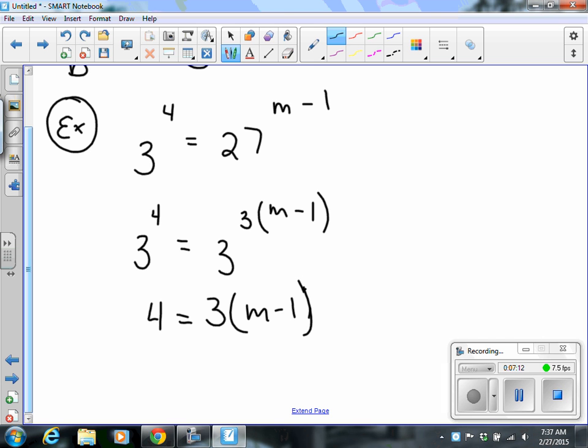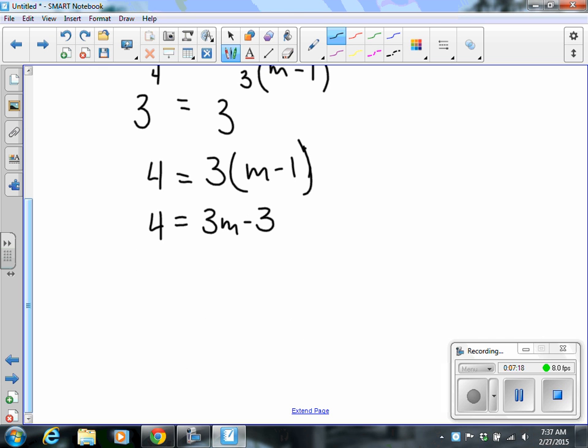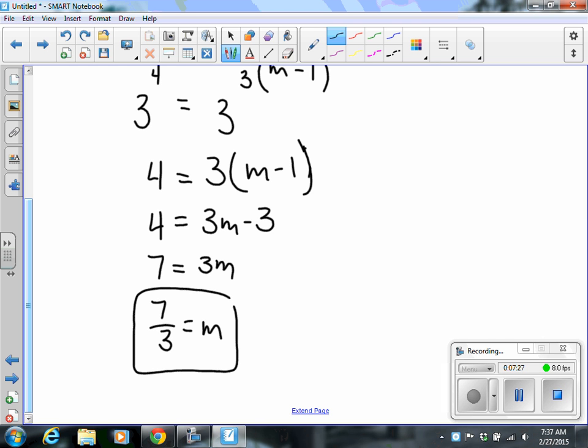Well, now I just have to solve for my m. So 4 equals 3m minus 3. I'm going to add the 3 over. 7 equals 3m. And divide by 3. M therefore has to equal 7/3.